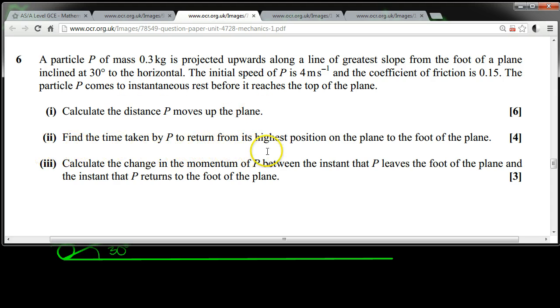Find the time taken by P to return from its highest position on the plane to the foot of the plane. Calculate the change in the momentum of P between the instant that P leaves the foot of the plane and the instant that P returns to the foot of the plane.